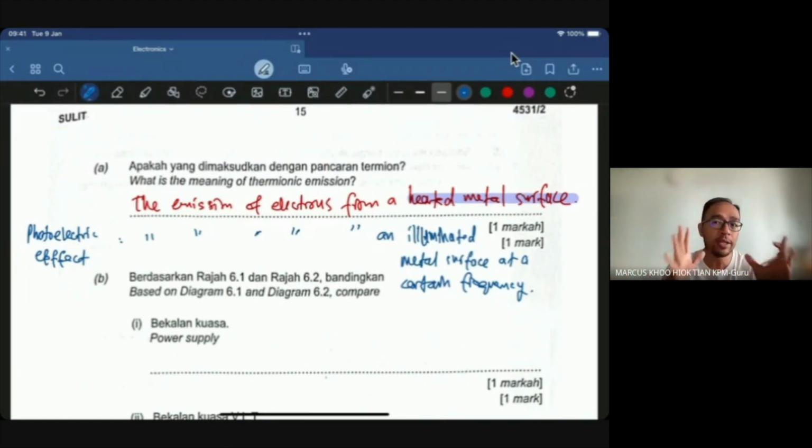Okay, I think you have this in your notes. You can just jot this down later. Thermionic emission process is slow. Okay, photoelectric effect, the process is immediate.